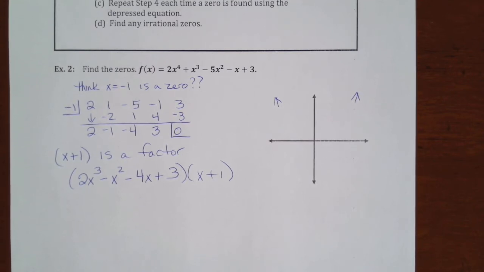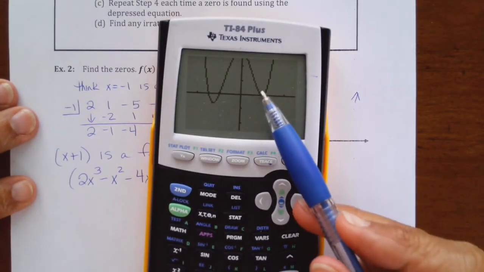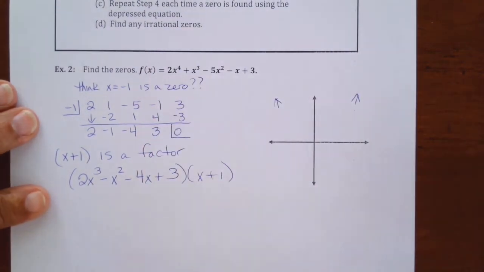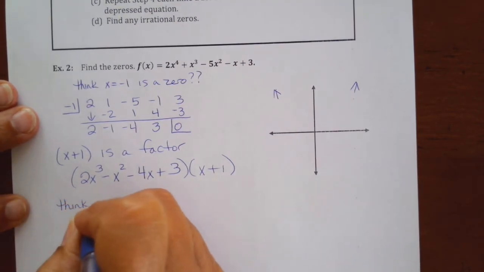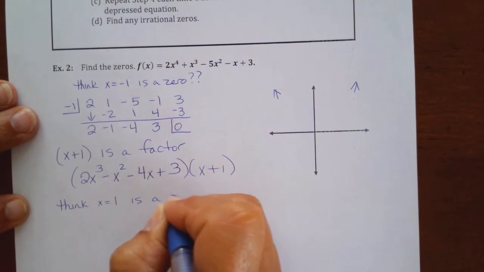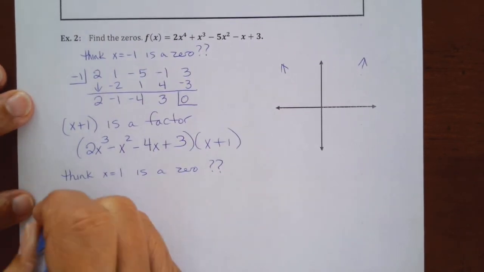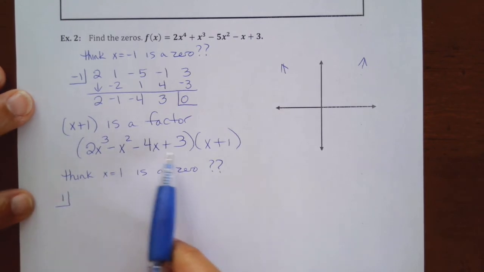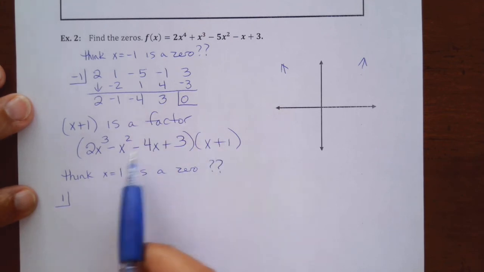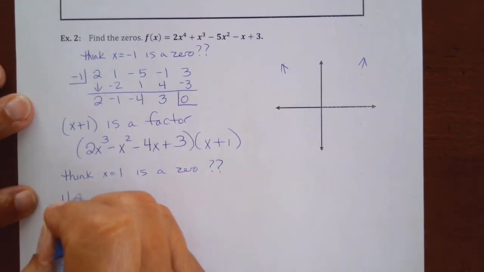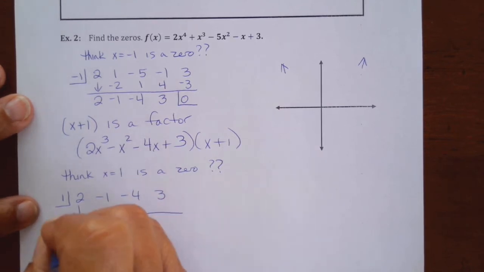Okay, so remember the graph. Next thing I thought might be true is 1. So now I think x equals 1 is a 0. Okay, so I'm going to check that out. So I'm going to put 1, but now I'm going to divide it into this one. I already broke that down to here. I know -1 is 1. So now I'm going to use these coefficients, 2, -1, -4, 3.